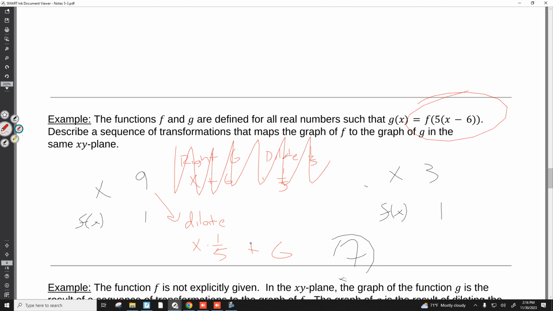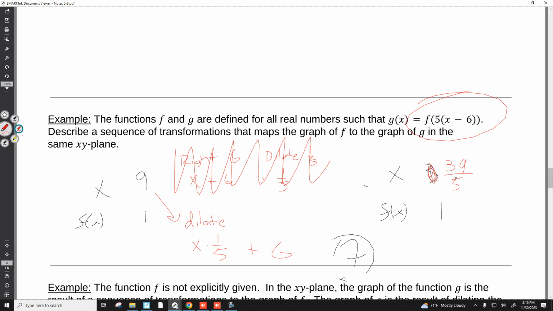39/5. Great. Brunton says, I think this point should get transformed to 39/5, 1. Well, let's see. If I take 39/5 and plug it in, I'm going to subtract 35. I get 9/5. 9/5 times 5 is 9. Oh, f of 9 is 1.